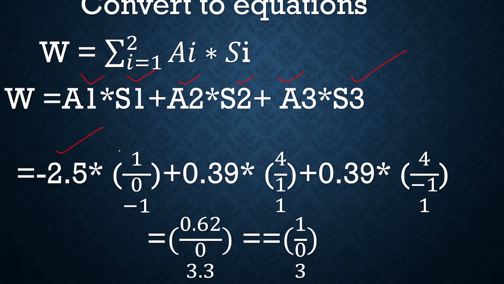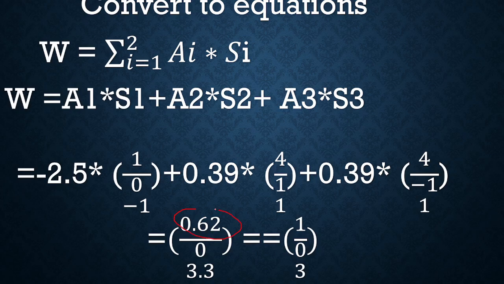So we are going to put these values over here, with the vector values, and then you are going to get minus 2.5 into 1 plus 0.39 into 4 plus 0.39 into 4, and you will be getting 0.62. Minus 2.5 into 0, that will be 0. 0.39 into 1 minus 0.39, that will be 0. And finally minus 2.5 into 1 plus 0.39 into 1 plus 0.39 into 1, you will be getting 3.3. So you can round off this equation.